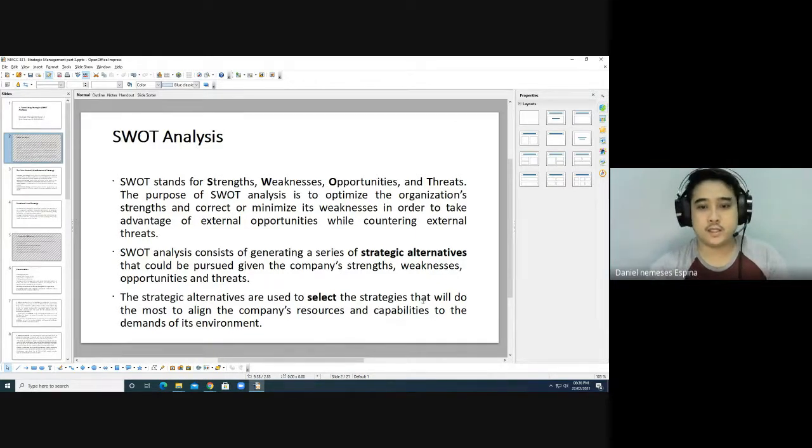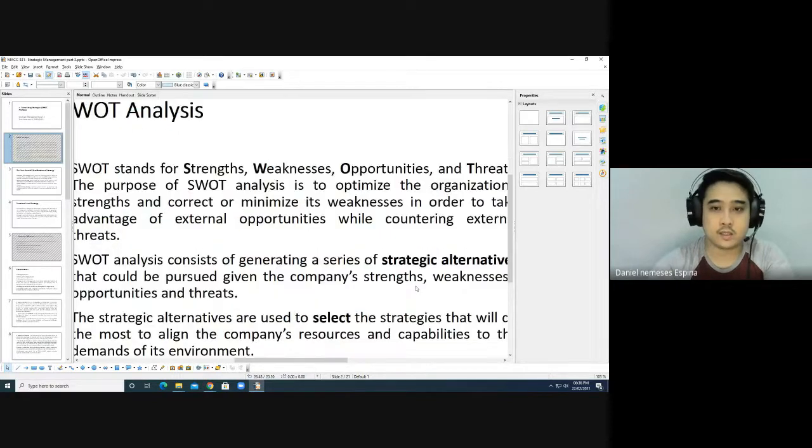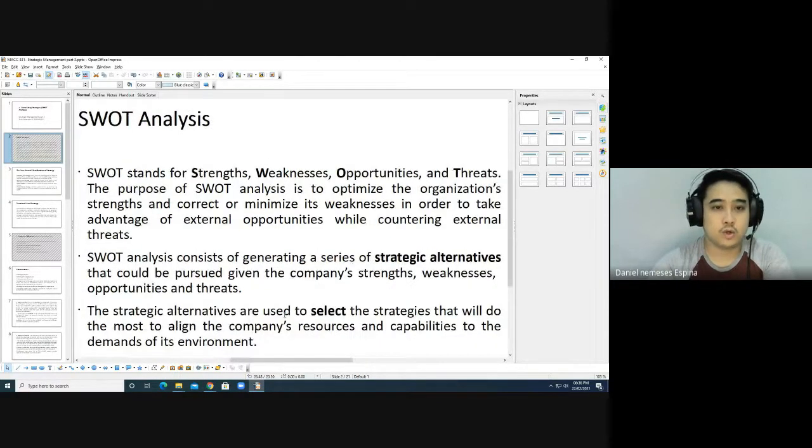Okay, so SWOT analysis stands for strengths, weaknesses, opportunities, and threats. So the purpose of SWOT analysis is to optimize the organization's strengths and correct or minimize the weaknesses in order to take advantage of the external opportunities while countering the external threats. So SWOT analysis consists of generating a series of strategies or strategic alternatives that could be pursued given the company's strengths, weaknesses, opportunities, and threats.